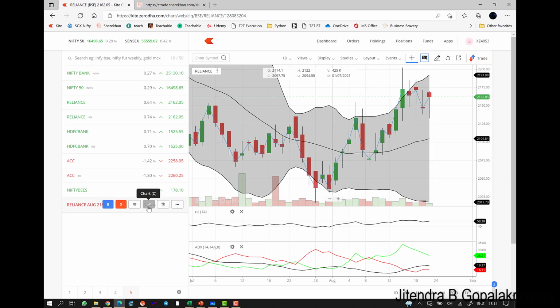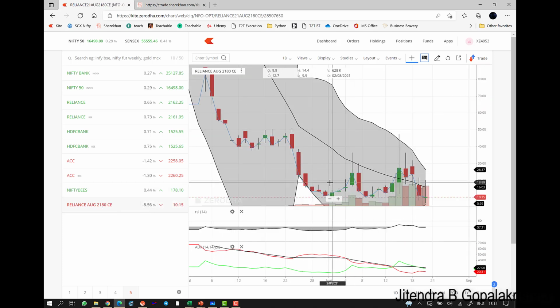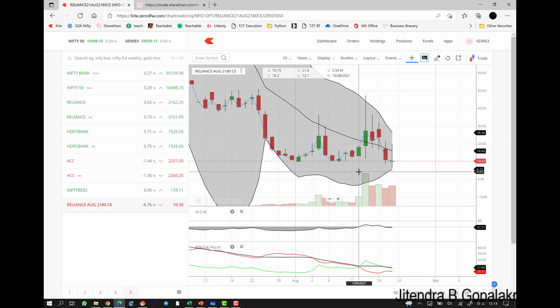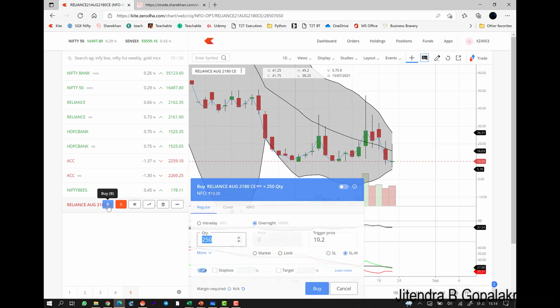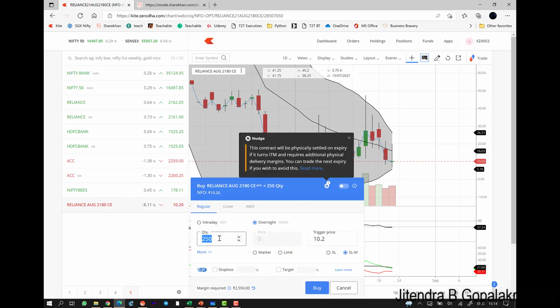Now this also you can open the chart like this. See here, you can open the CE chart. You will see here. Or now you say, fine, now from here it can go up. So you simply go here and buy this one. So the 250 is the quantity, and then you can choose whether you want to buy at market or limit order or SLM order, as the case may be, and go and execute your buy.